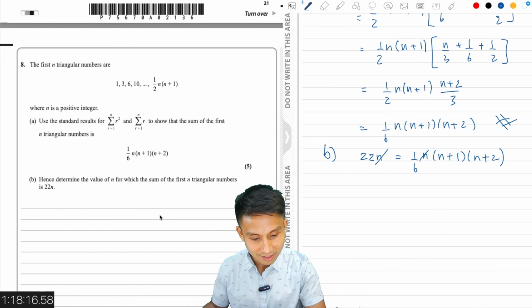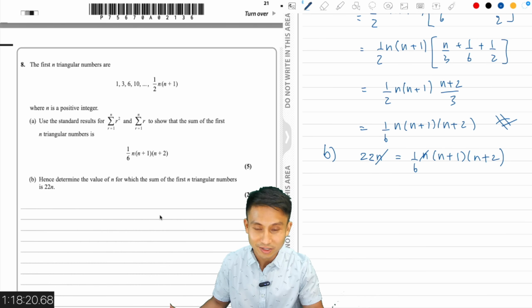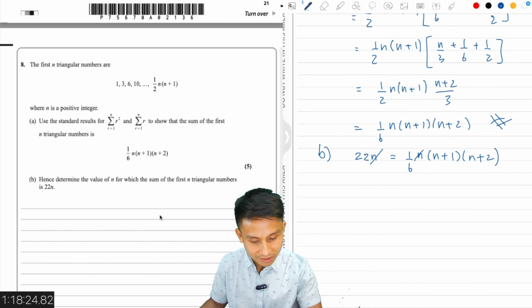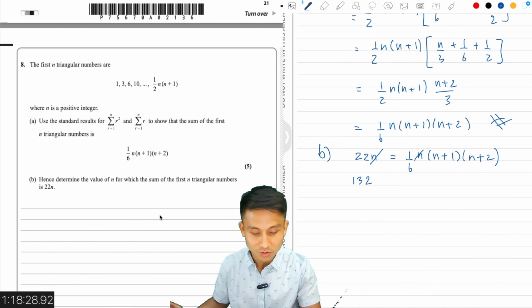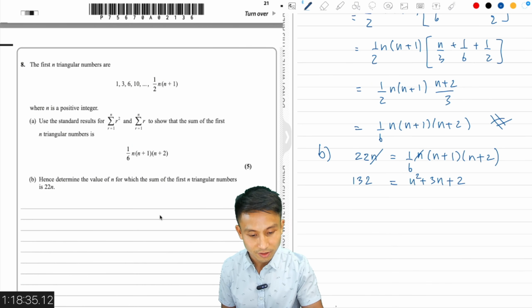It should be that, right? And then we cancel the n. We don't want n equals 0 because that's the 0 term, that's nothing. And then we solve this equation. So just move 6 to the other side. Multiply by 6, I get 132 equals, just multiply out the quadratic there, n squared plus 3n plus 2. So this is instead n squared plus 3n minus 130 equals 0.